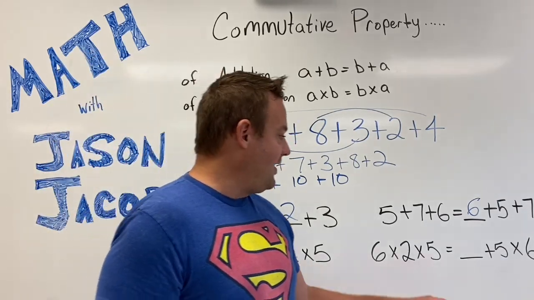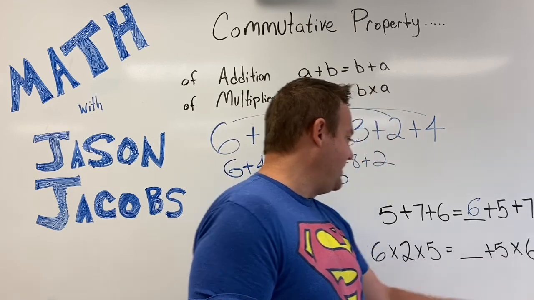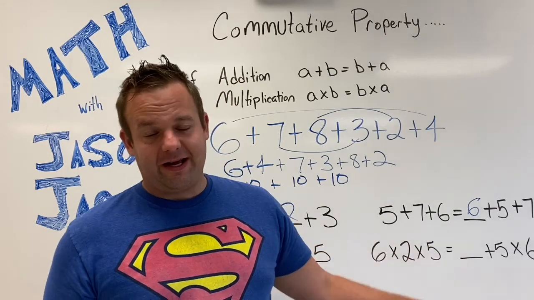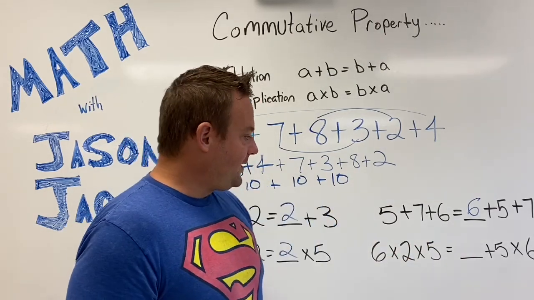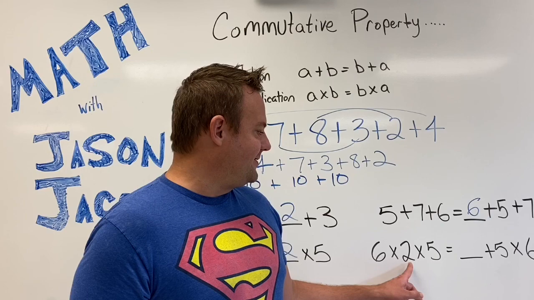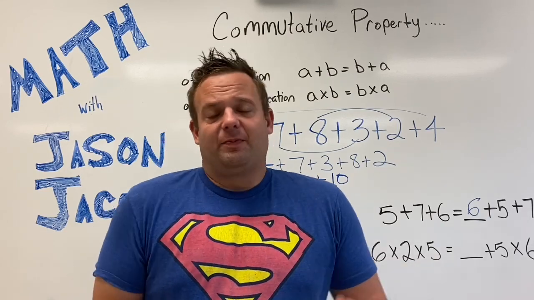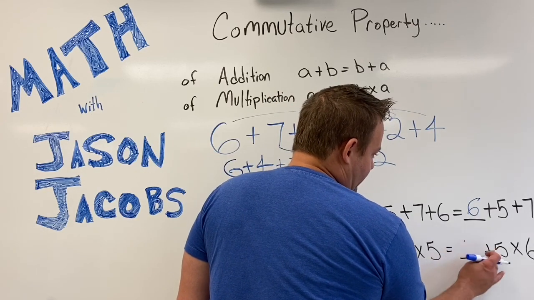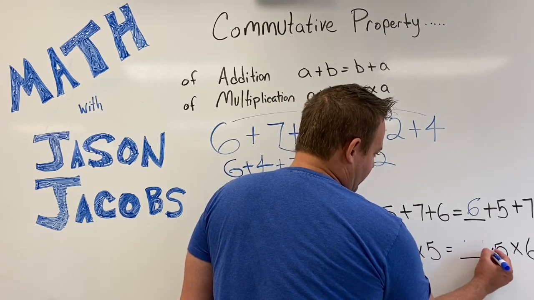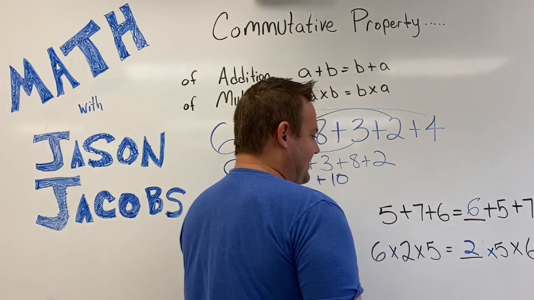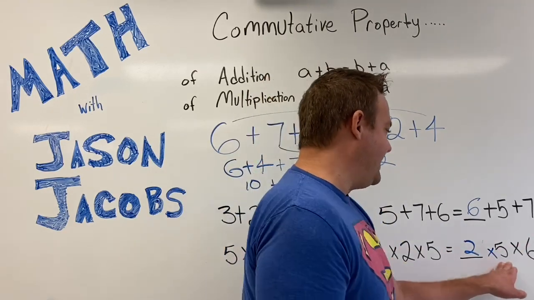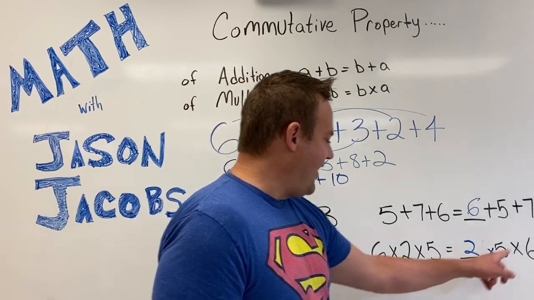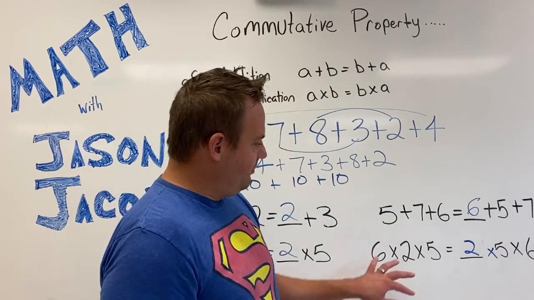6 times 2 times 5 is the same as what times 5 times 6? Well, in this case, 6 times 2 is 12, and then 12 times something might be a little more difficult. So I would notice maybe perhaps this 2 times 5 is 10, and multiplying by 10 is a lot easier. So maybe you want to do 2 times 5 times 6, because 10 times 6 is 60. So notice we just changed these factors around. We just switched the factors around.